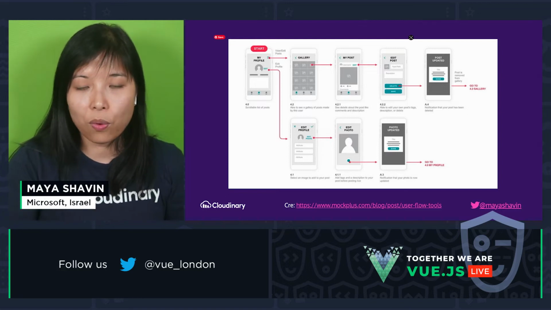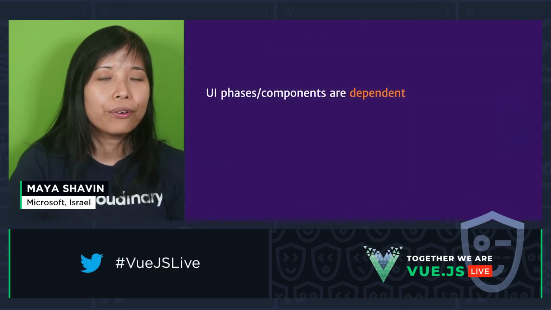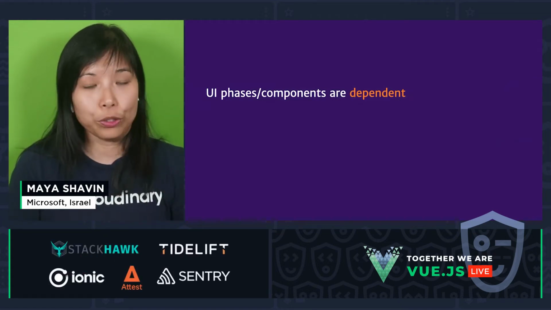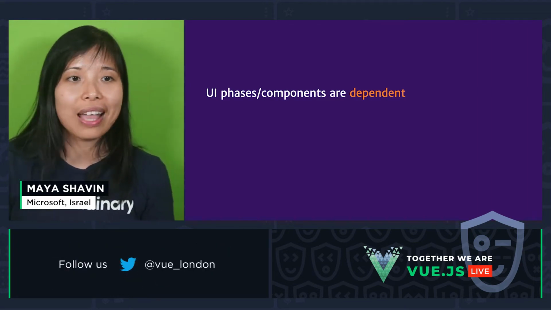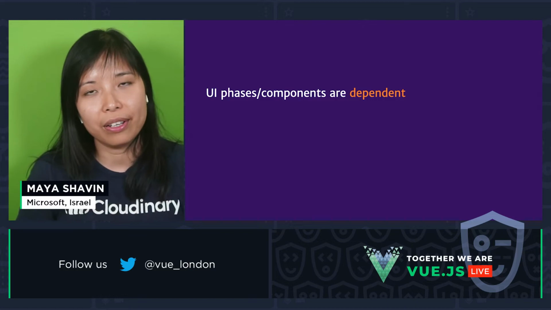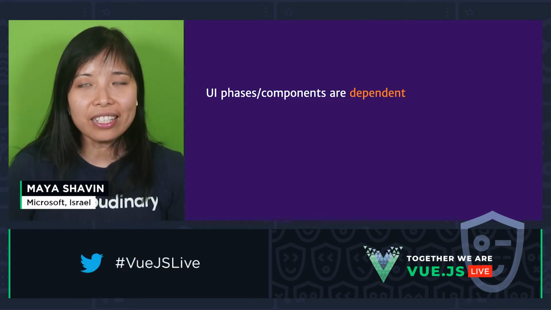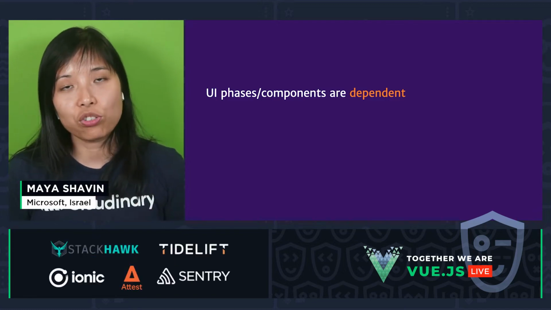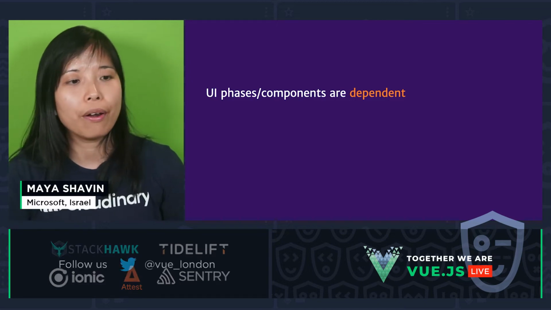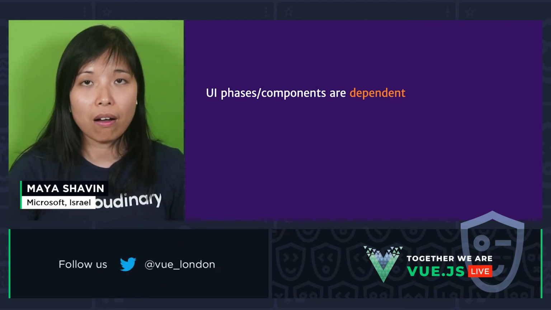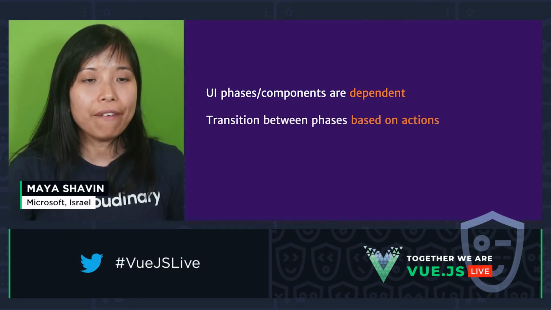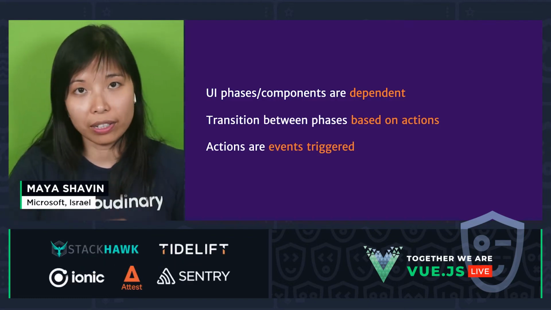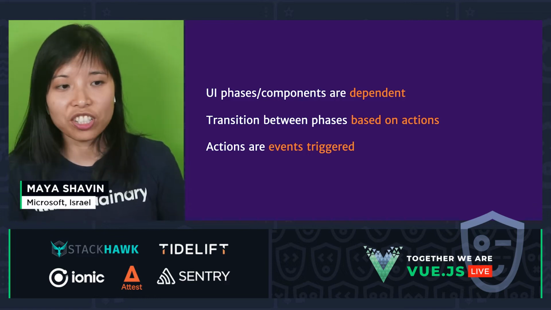Well, let's summarize this UI into several insights. First of all, as you can see, the UI phases or components are totally not independent. They all rely on each other and interact with each other in a very close way. The transition from one component or one phase to another is done based on an action, a user action, which in fact is an event trigger, like on click is an on click event, on change is an on change event, and so on.